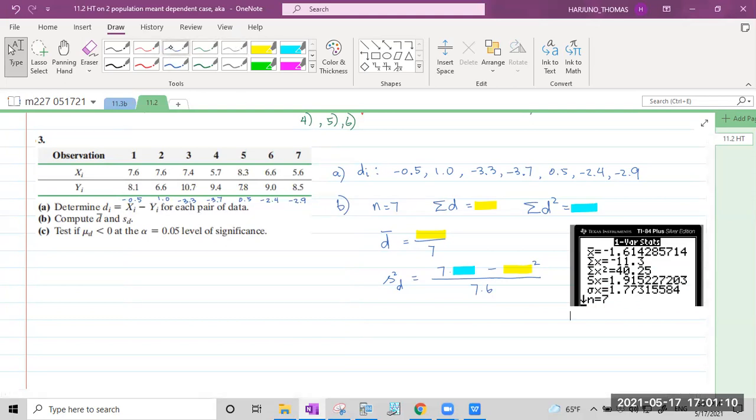Okay, so the sum of the d's, that sum of x, that's negative 11.3. Sum of d squared is 40.25. Okay, so this will be negative 11.3 over 7. That will give us negative 1.61429.